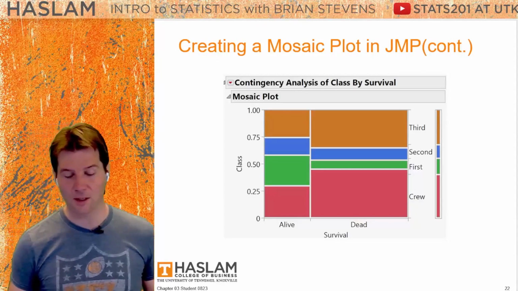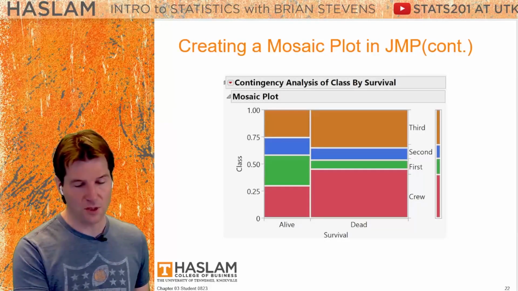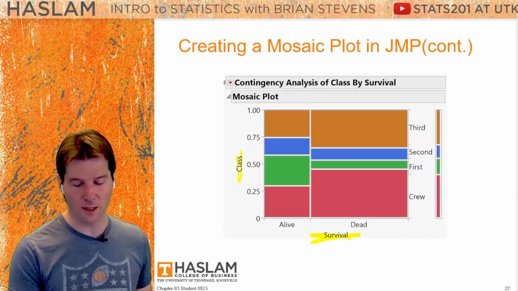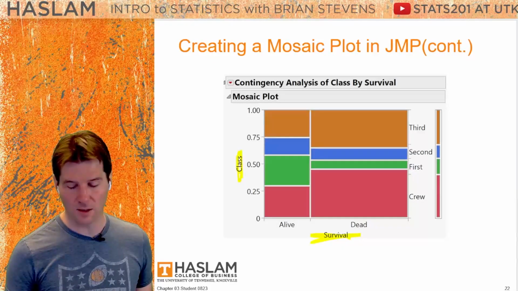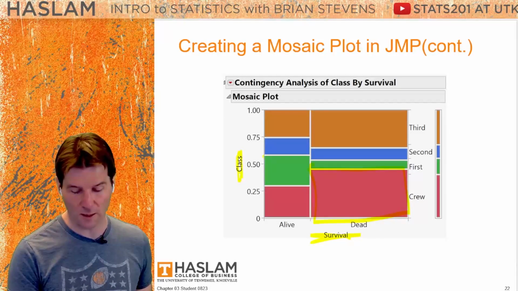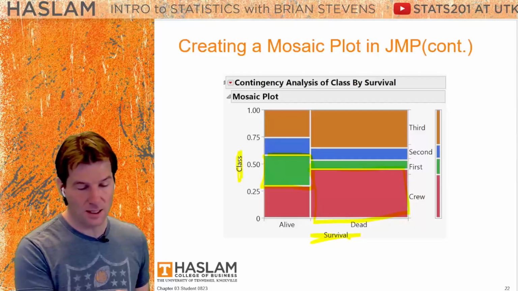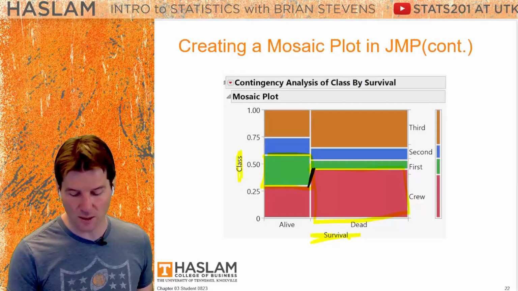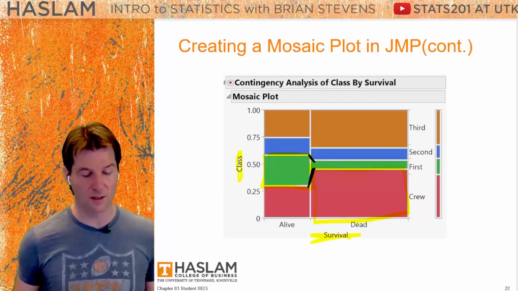Notice somebody's survival looks to be associated with class. Looking within this, you can see the dead is more comprised of the crew on the Titanic, whereas people who survived were more likely to be in first class. And these big gaps right here between the conditional distributions are where we see the differences.